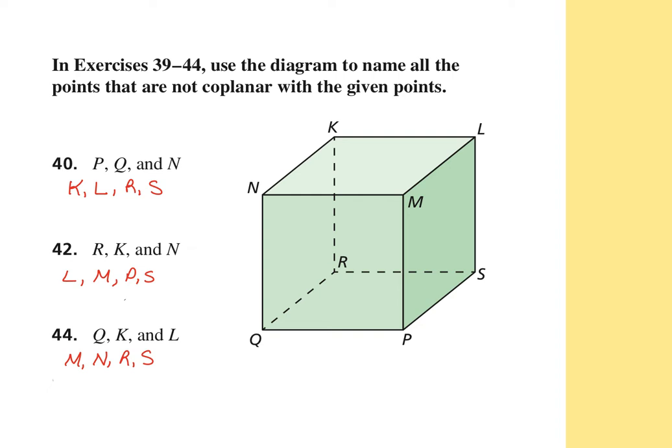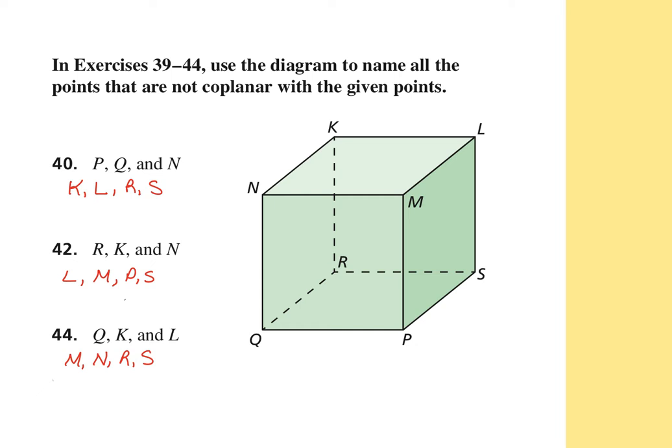Wait, I highlighted the wrong one. P, Q, N is the front. So all the other ones, K, L, R, S, would be non-coplanar. Then R, K, N is this left side. So all 4 points on the right side are not coplanar.